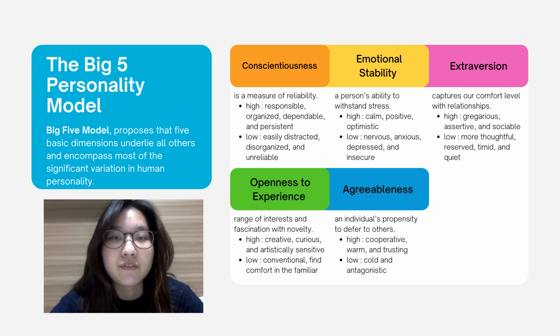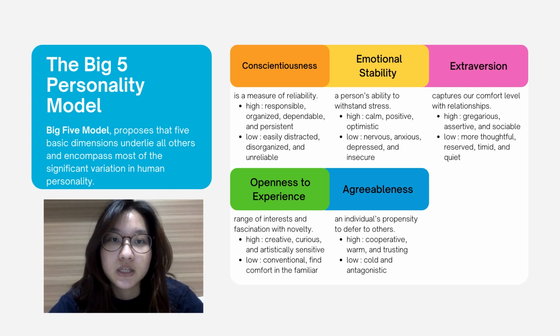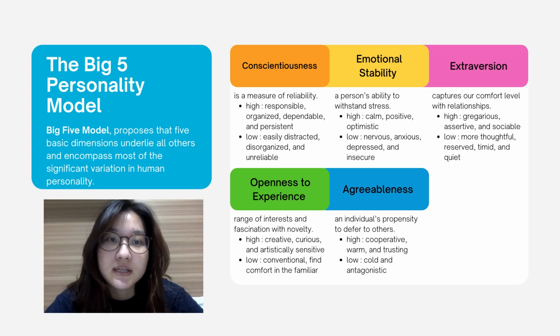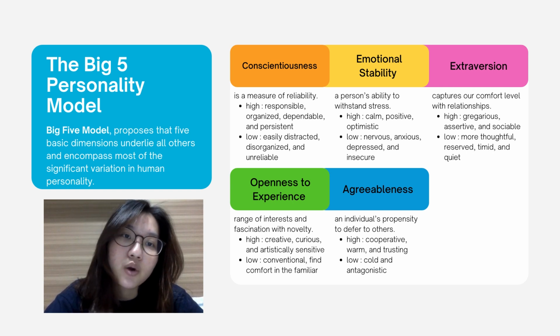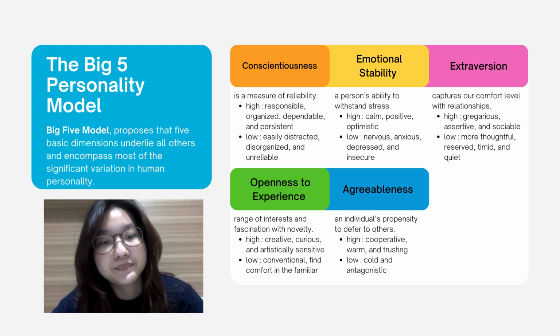So what are the Big 5 factors? The first one is conscientiousness, which is a measure of reliability. People with high conscientiousness are usually more responsible, organized, dependable, and persistent, whereas people with low conscientiousness usually are more distracted, disorganized, and also unreliable.